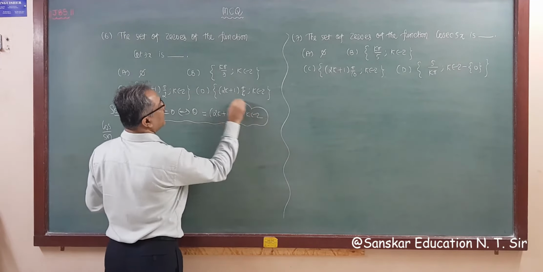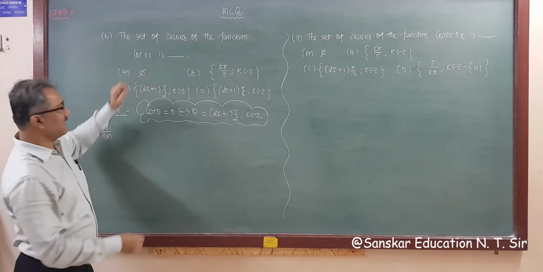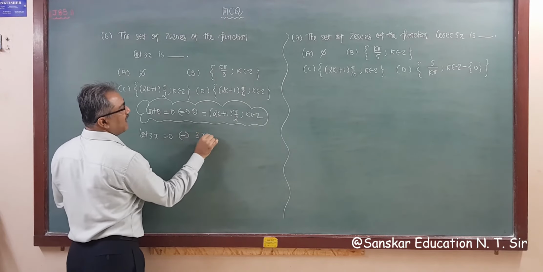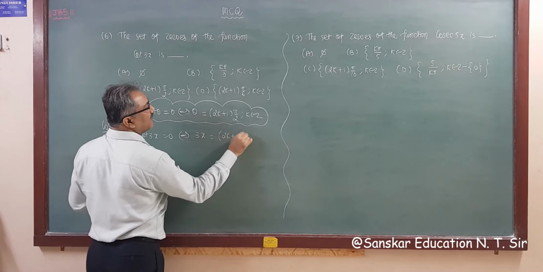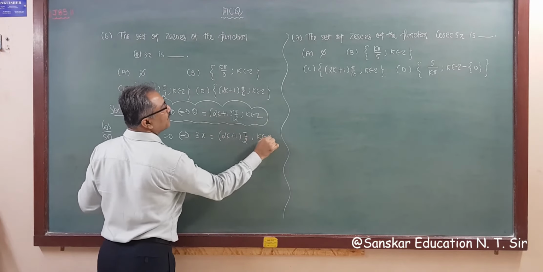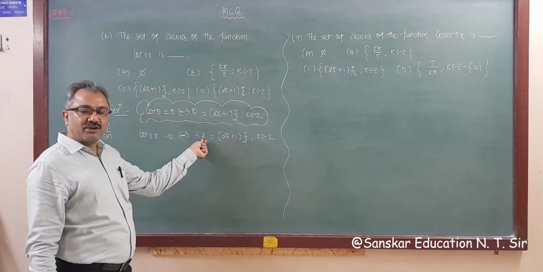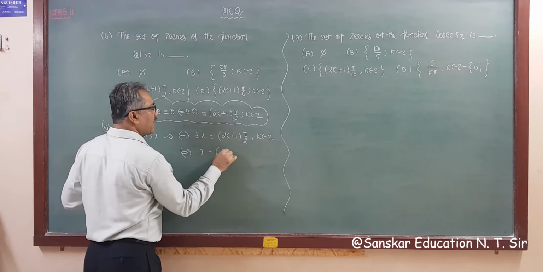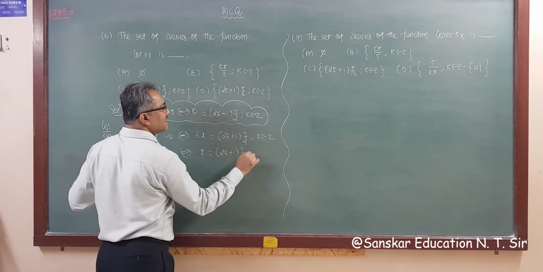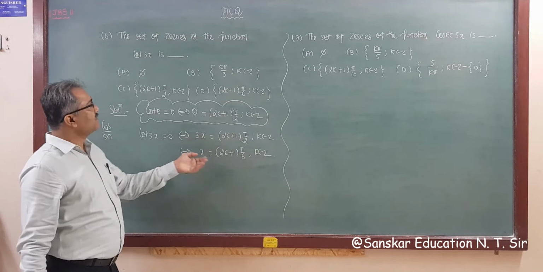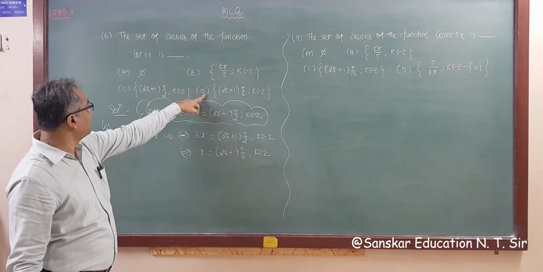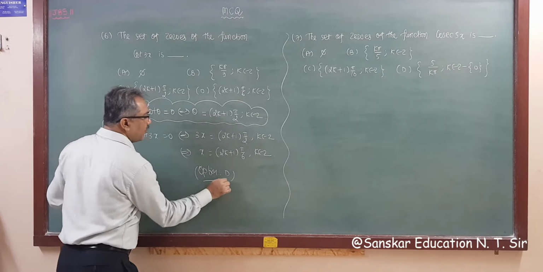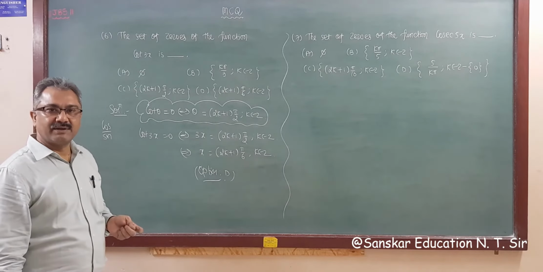So applying this formula, cot 3x is equal to 0 implies 3x is equal to (2k plus 1) pi by 2, k belongs to Z. Making x the subject, we take 3 to the opposite side. So x is equal to (2k plus 1) pi by 6, k belongs to Z. So this is your answer, (2k plus 1) pi by 6, k belongs to Z. That is option number D. So option D is your correct answer, right?